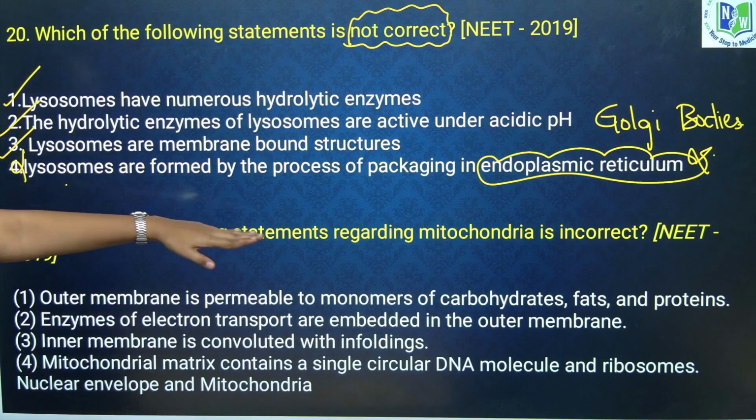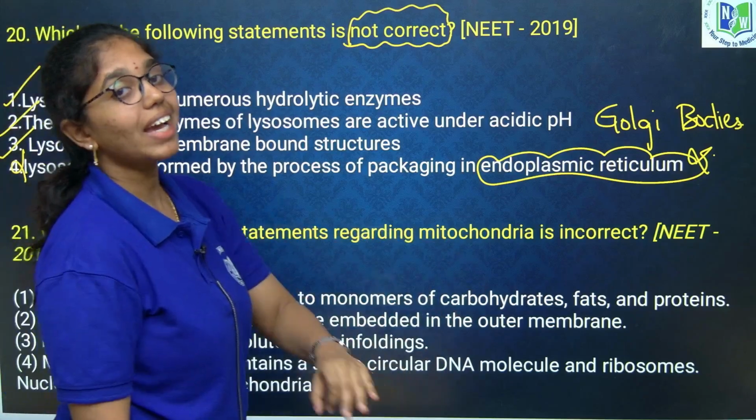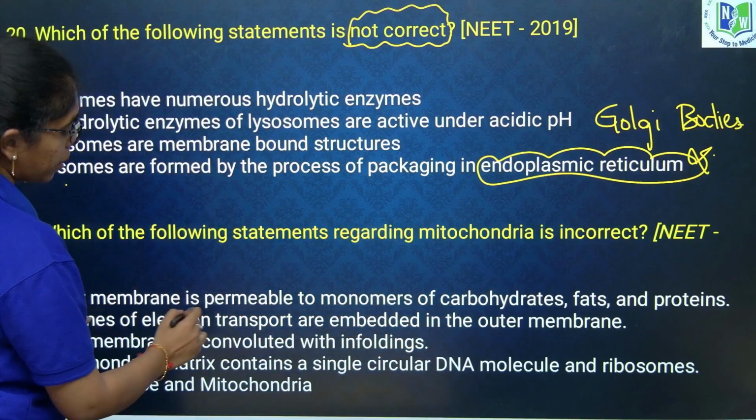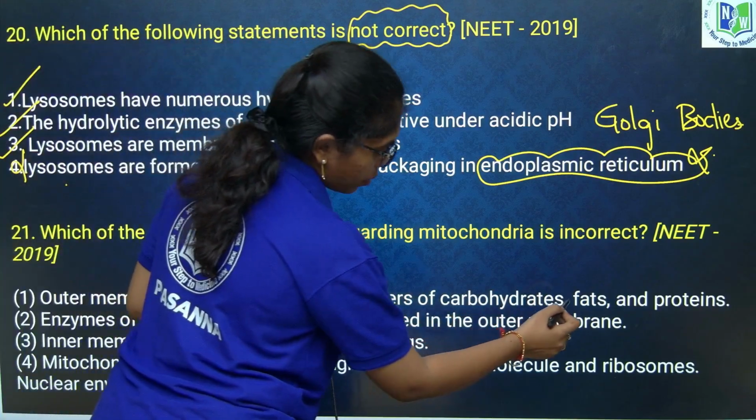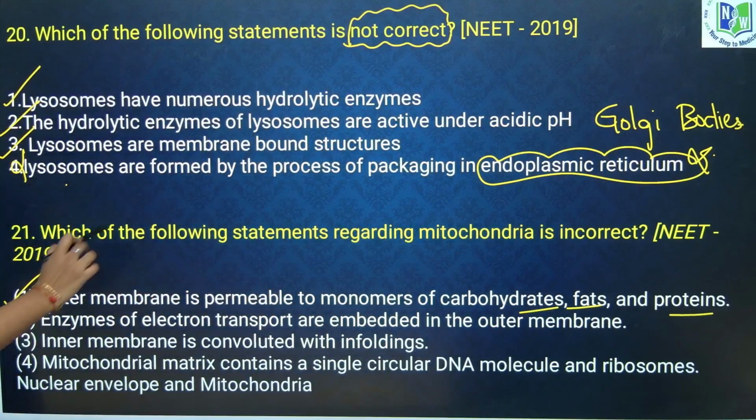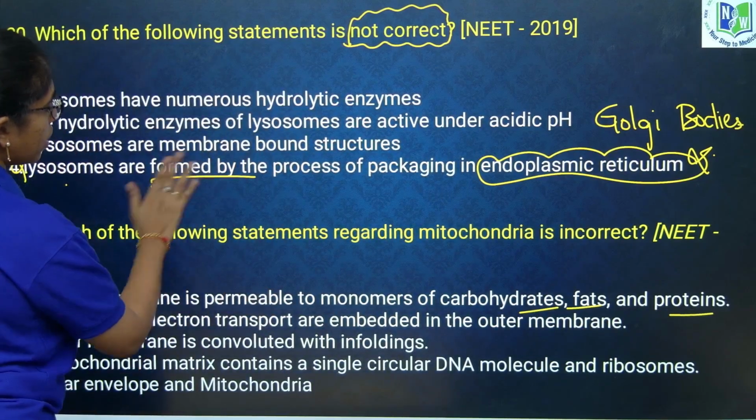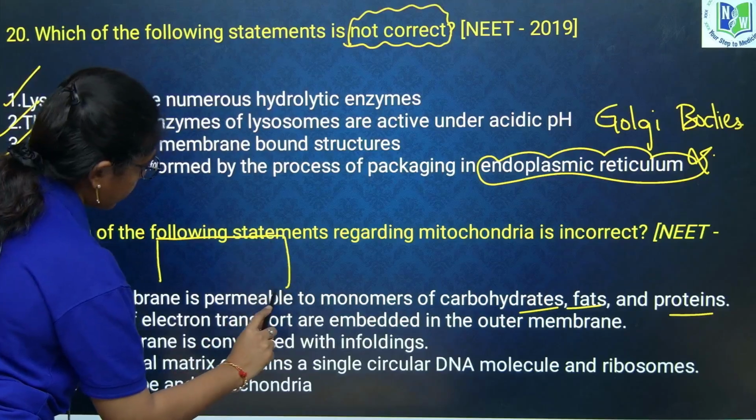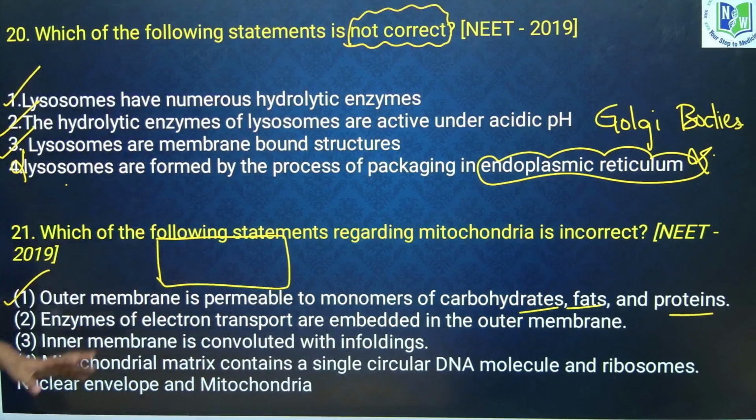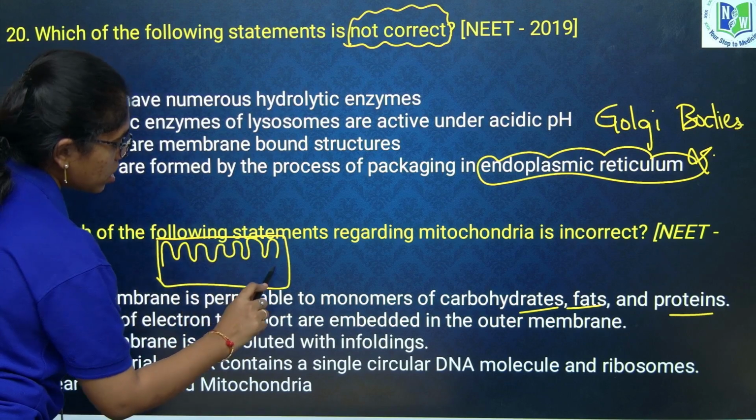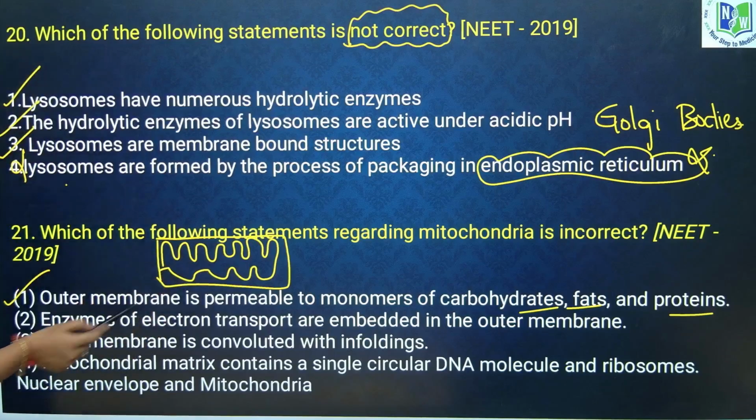Which of the following statements regarding mitochondria is incorrect? Mitochondria, if you see, the outer membrane is permeable to monomers of carbohydrates, fats and proteins. True, correct. Outer mitochondrial membrane, yes, here I will draw. Outer mitochondrial membrane is permeable for everything. Inner mitochondrial membrane has enfoldings, you will call them cristae.